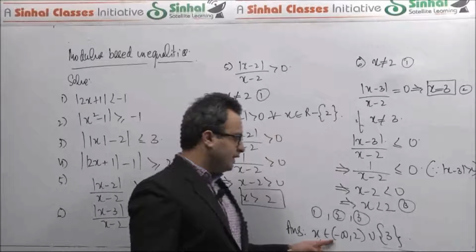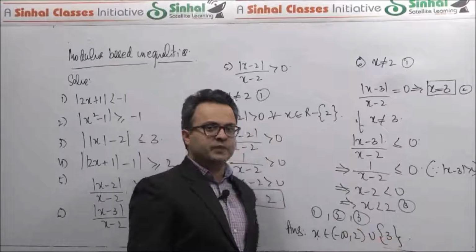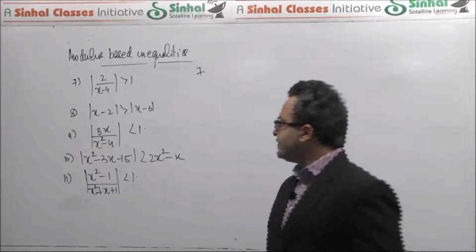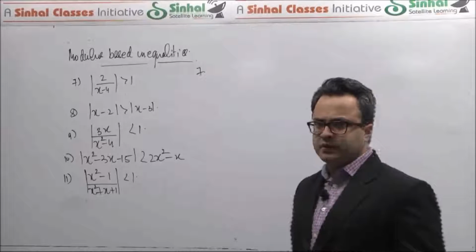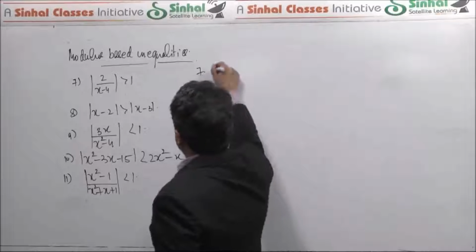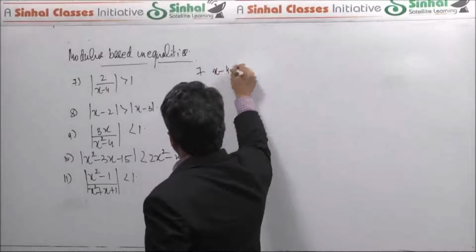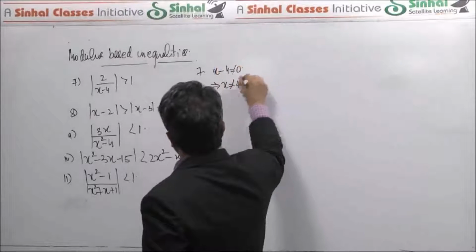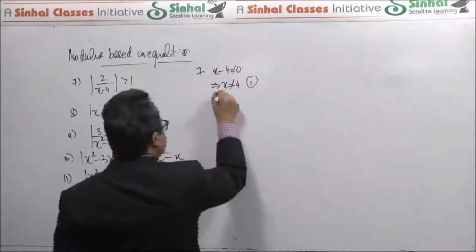Right, x can take all values less than 2, or it could be equal to 3. For the 7th question, again we should start by saying that the denominator is not allowed to be equal to 0. So x minus 4 should not be equal to 0. After that, distribute the modulus.